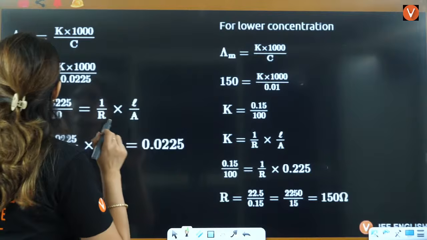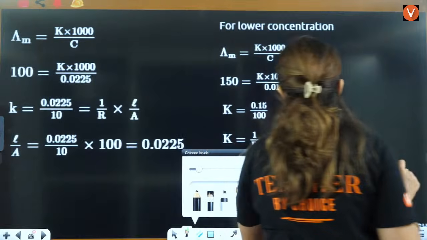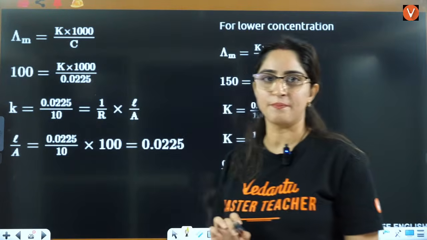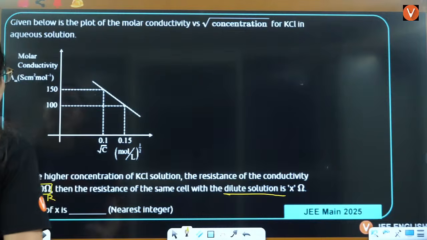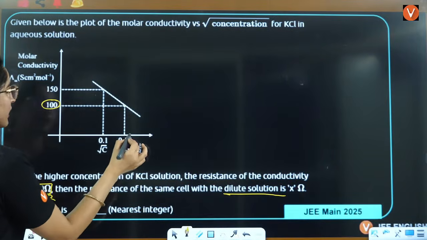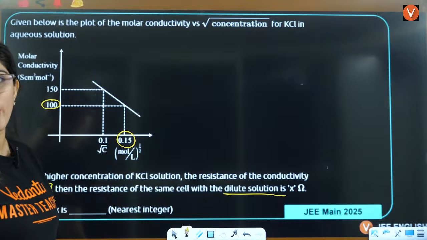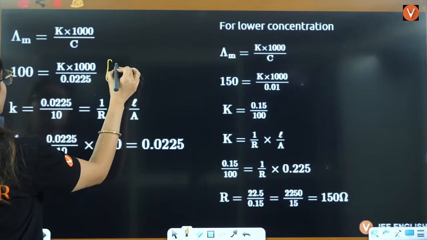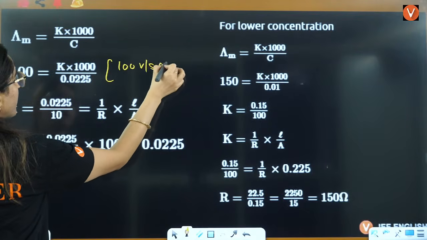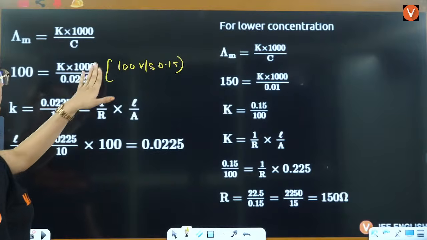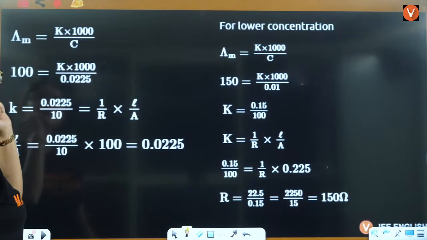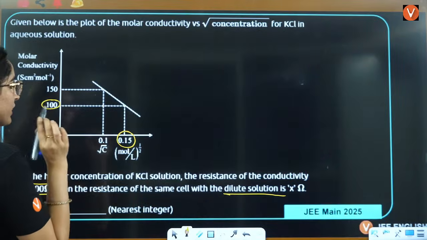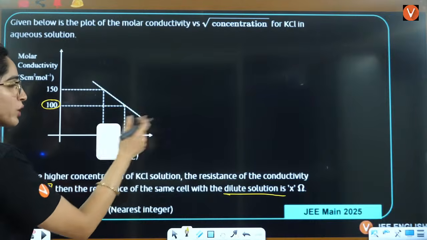Now if you see this here, we know that the value of molar conductivity is equal to kappa into 1000 by C, right? If I take molar conductivity 100, in that case the concentration is given to be 0.15 under root C, that is molarity. So you will make one equation where you take 100 versus 0.15. Here, molar conductivity is 100, kappa is into 1000, and this you have taken as 0.15, that is under root C. So C is going to be the square of that.